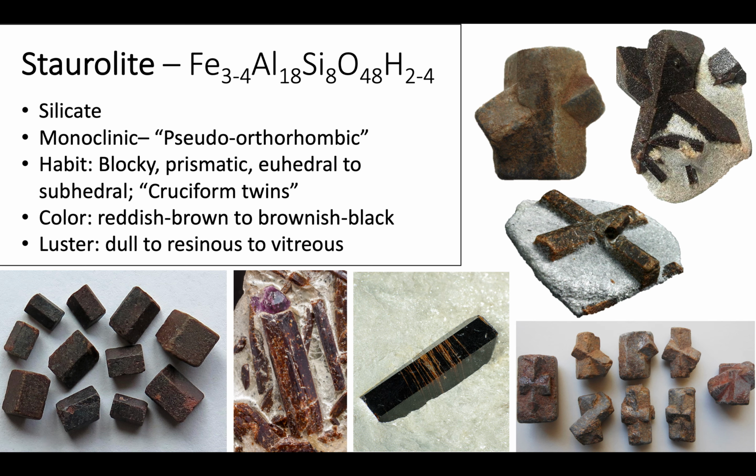So it's going to form these blocky, prismatic, euhedral to subhedral crystals. It also frequently forms what are called cruciform twins. Examples of those are shown basically everywhere on the right side here. Cruciform means cross-like, so you can see how the crystals form these cross-like structures. And that word twin basically means that the mineral grew in two different directions.